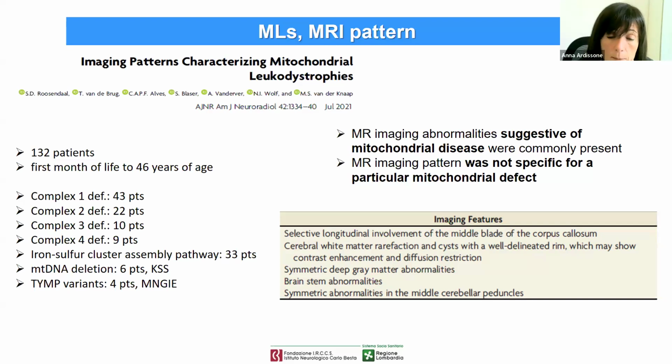Analyzing several MRI studies of this cohort, the authors concluded that there are some abnormalities suggestive of mitochondrial disease, which were commonly observed: the involvement of the middle part of the corpus callosum, cerebral white matter involvement associated with cavitation, the association also of involvement of deep gray matter and brain stem, and the presence of symmetric abnormalities in the middle cerebellar peduncles. But on the other hand, the authors didn't find a specific MRI pattern for each gene, and so they conclude that the correlation between MRI pattern and genotype is lacking.